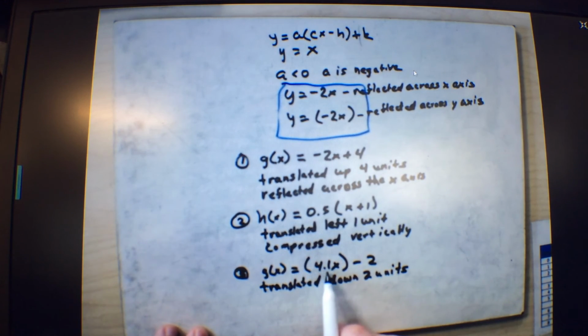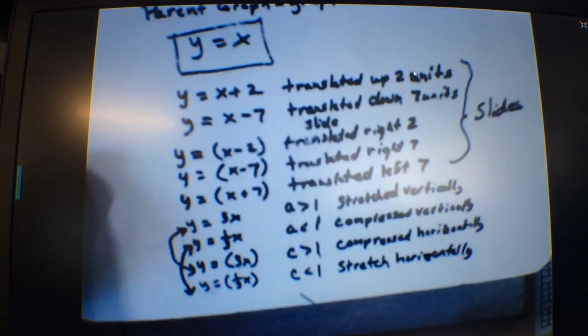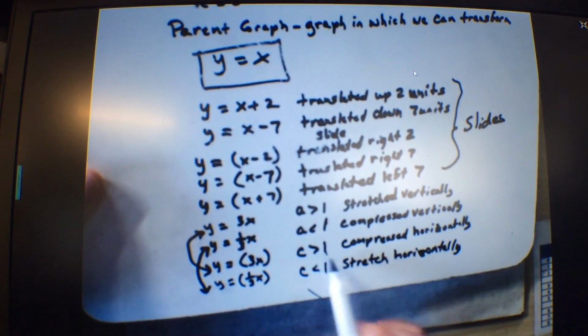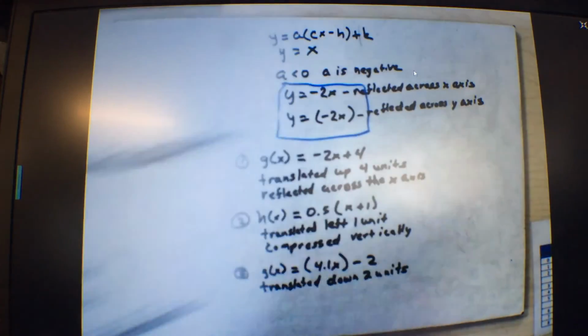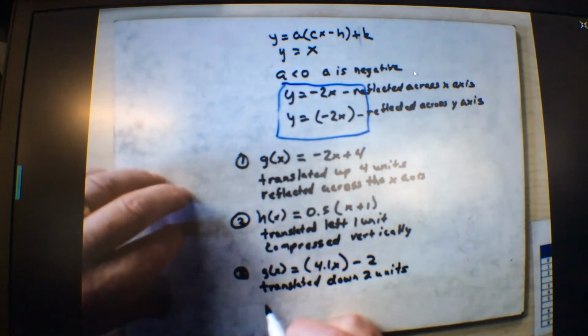Okay, now I'll switch to somebody else. Tirsa, 4.1x. It's inside the parentheses, and it's bigger than 1. It's inside the parentheses, so I think it is this one. I think you could be right. It's greater than 1, right? So it's compressed horizontally. Does that make sense to you? Okay.